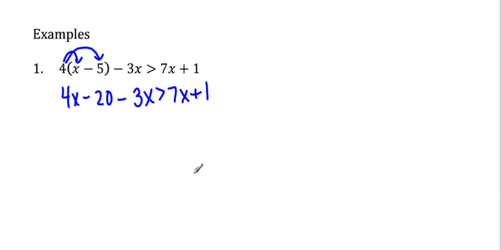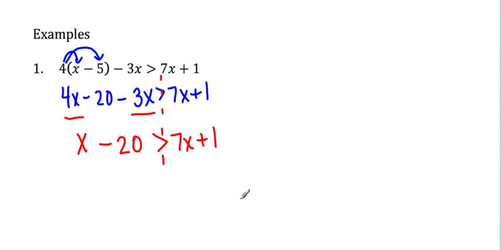So the second step was to combine like terms on each side. Some of you like to put a line there. So what would go together on the left side is 4x and negative 3x. That would become x. Then you would have minus 20 is greater than 7x plus 1, nothing goes together over there.